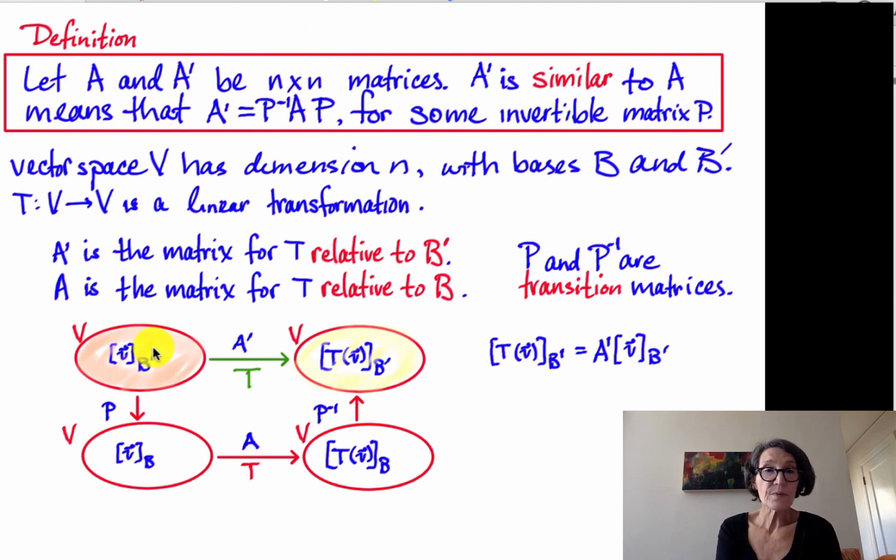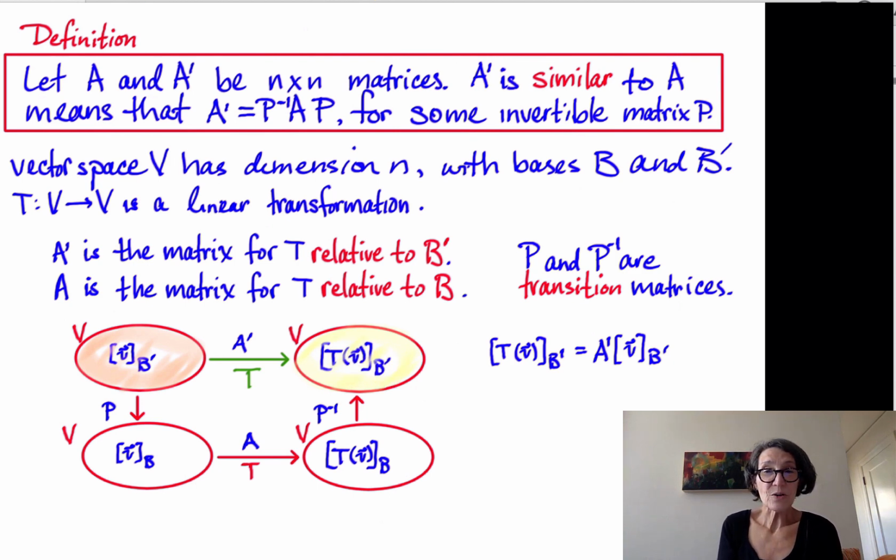We can start with the coordinate vector relative to B prime of the vector V, multiply it by the transition matrix P first. So we're just changing bases. We're getting the coordinate vector relative to B of the same vector V. Then multiply that one by A, and we'll get the coordinate vector relative to B of the image of little v. And then we multiply that one by P inverse, and we'll get to the coordinate vector relative to B prime of the image of V.